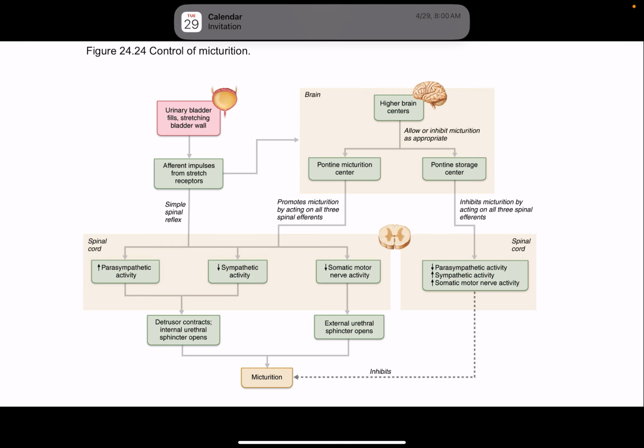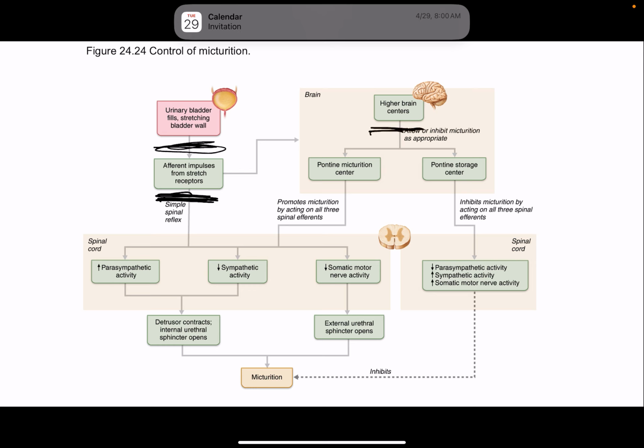All right, and here's the flow for that. I'm not going to test you on this exact flow. It's just very similar to the defecation reflex we talked about before. It starts off with your urinary bladder filling, stretching the bladder wall, elongating those rugae, and that's going to send messages from those stretch receptors, or mechanoreceptors, to your brain.